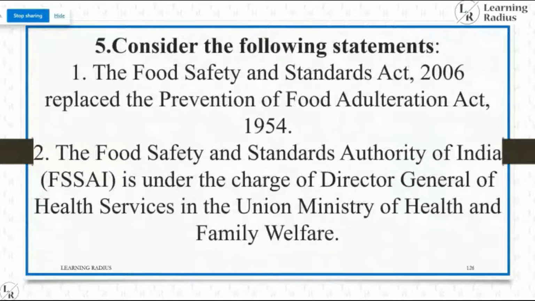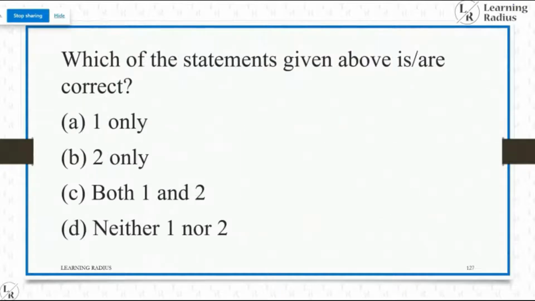Now let's come to the next question. Consider the following statements. One: The Food Safety and Standards Act 2006 replaced the Prevention of Food Adulteration Act 1954. Two: The Food Safety and Standards Authority of India, FSSAI, is under the charge of Director General of Health Services in the Union Ministry of Health and Family Welfare. Which of the statements given above is correct? One only, two only, both one and two, neither one nor two.